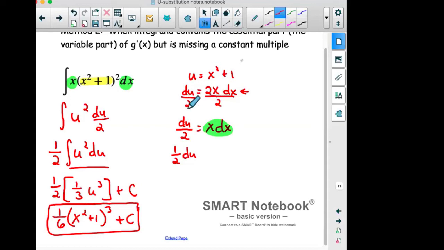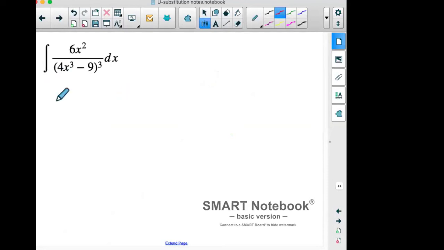You just have to maybe rewrite your derivative equation a little bit so it matches up to the missing pieces of your equation. So that's the technique. This is this different technique. So try this one and see if you can figure out the correct way to integrate this. Identify your inside function, differentiate that, fix it so it matches what's left over, substitute, and then integrate.